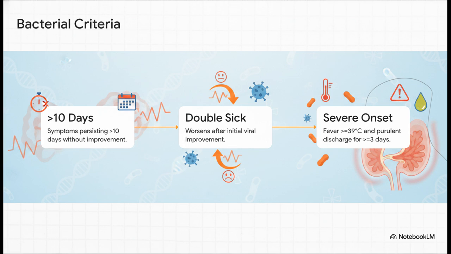Number 2 is a really fascinating phenomenon called double sickening. This is a classic pattern where a patient actually worsens after an initial period of viral improvement. They start feeling a bit better, and then boom, they suddenly crash again. And number 3, a severe onset.